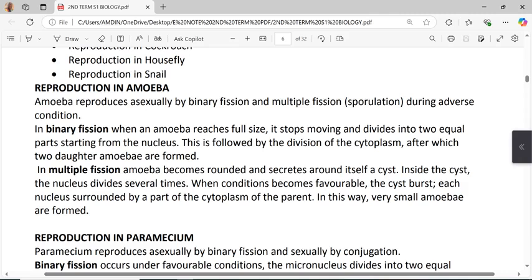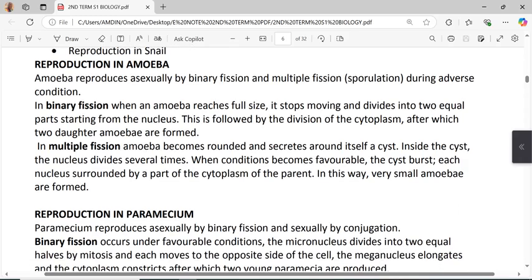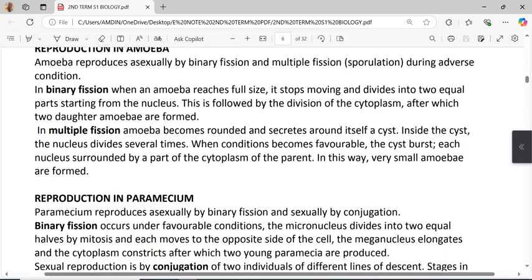Now let's begin with reproduction in amoeba. Amoeba reproduces asexually by binary fission and multiple fission. Multiple fission is called sporulation, and it takes place during adverse conditions.